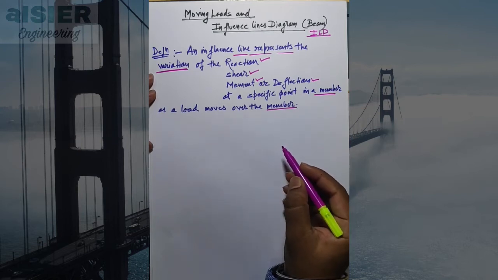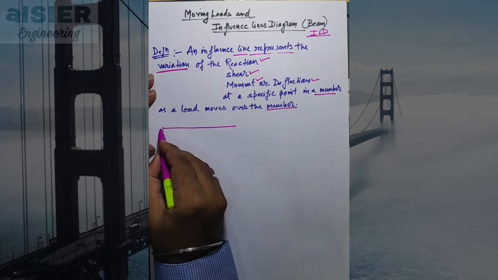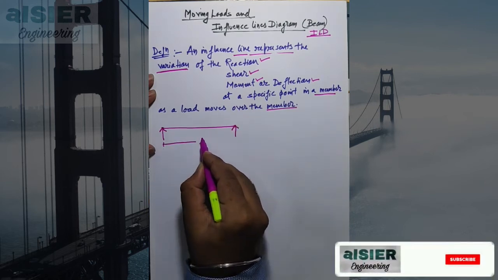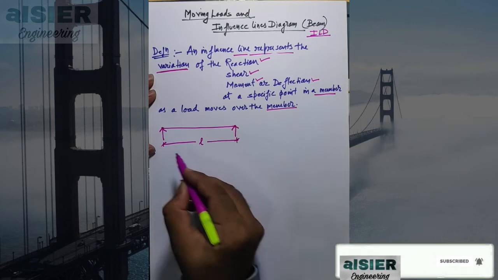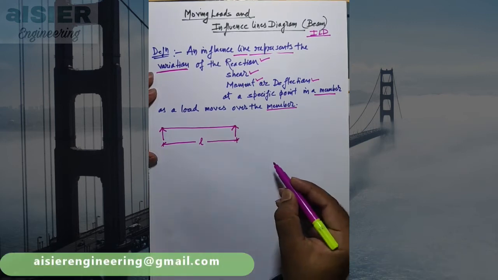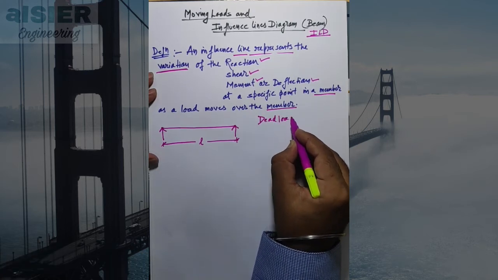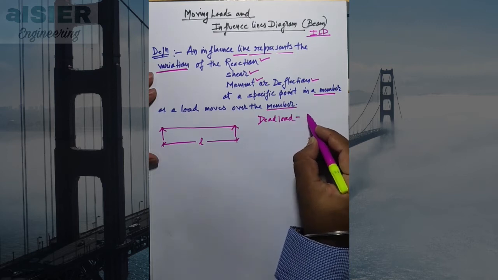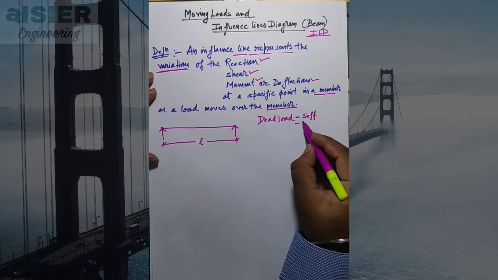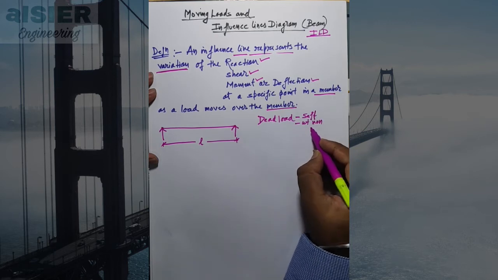For example, let us consider a simply supported beam. Okay, this is the free body diagram of a simply supported beam, right? And this is the length. Now, what are the various loads which act on this beam? So, first load is dead load. Dead load means self weight of the beam itself or weight of non-moving materials or non-moving members, right?